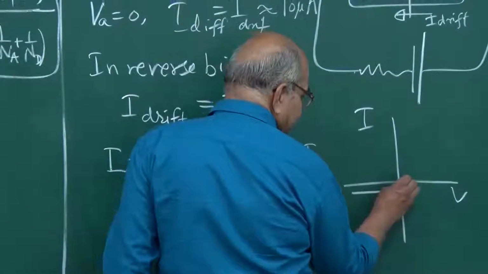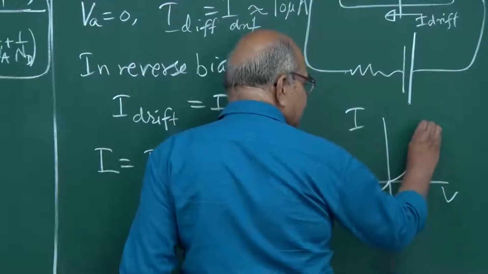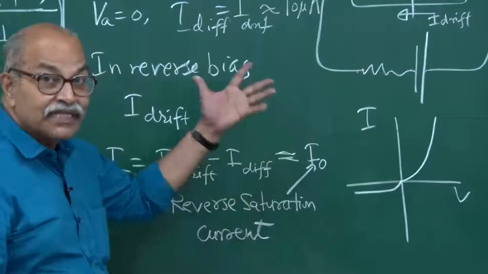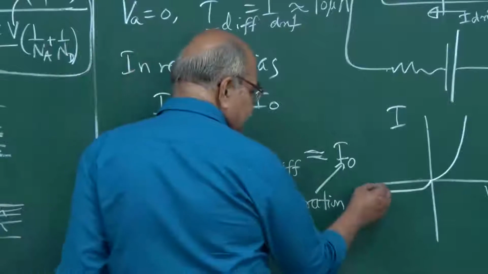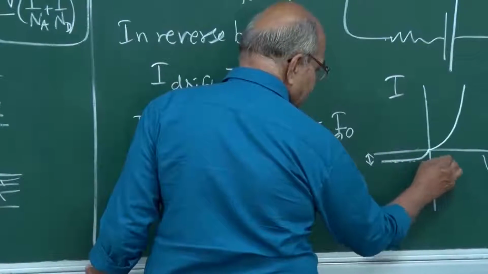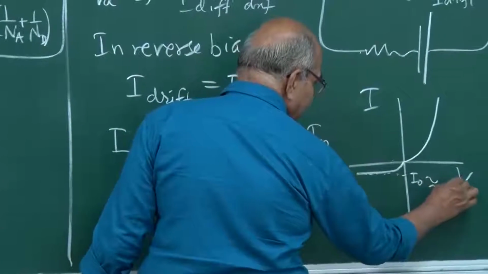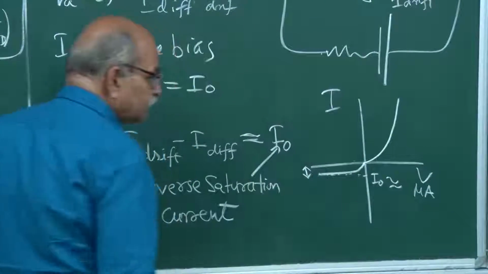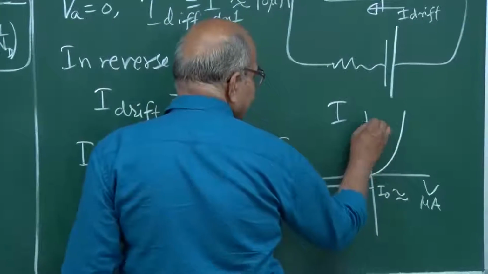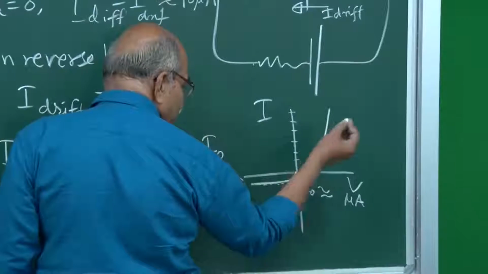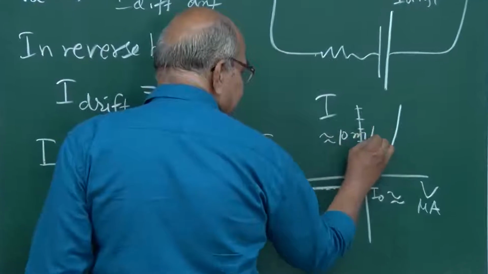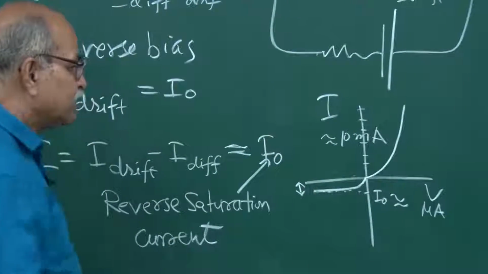Okay, but the scales for this side and this side are very different. If you want to show it on the same plot, this reverse saturation current, this I naught here, is of the order of few microamperes. Whereas in forward bias, the currents could be easily in milliamperes, few tens of milliamperes, 10 milliampere, 20 milliampere, 30 milliampere, like that.